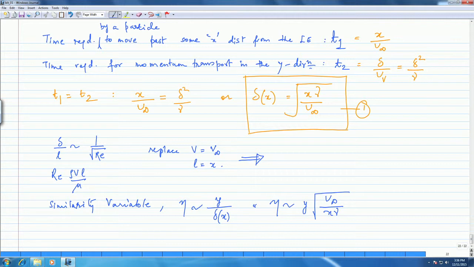And what we are going to do is multiply this whole thing by 1 by root 2, so that our eta becomes eta equal to y times the square root of u infinity by 2 x nu. And now, why am I using this root of 2?